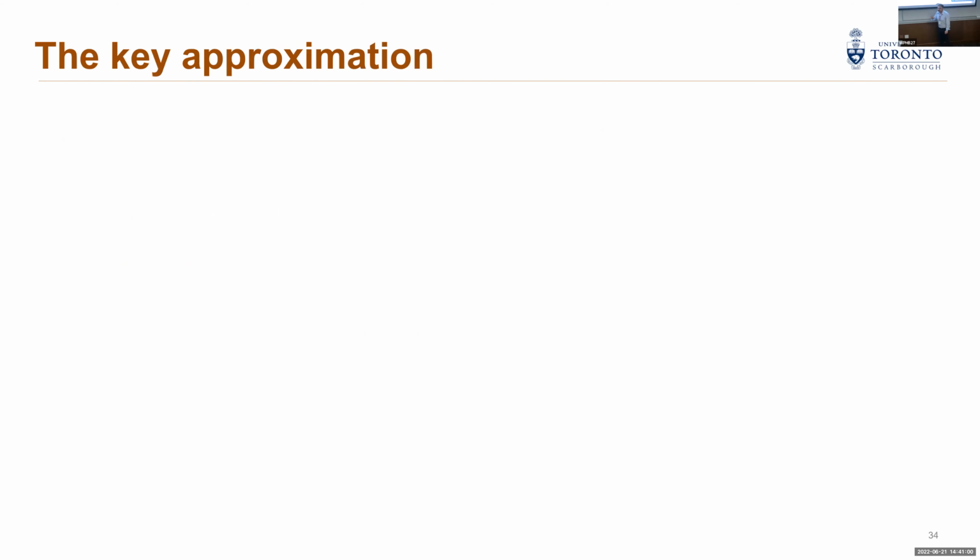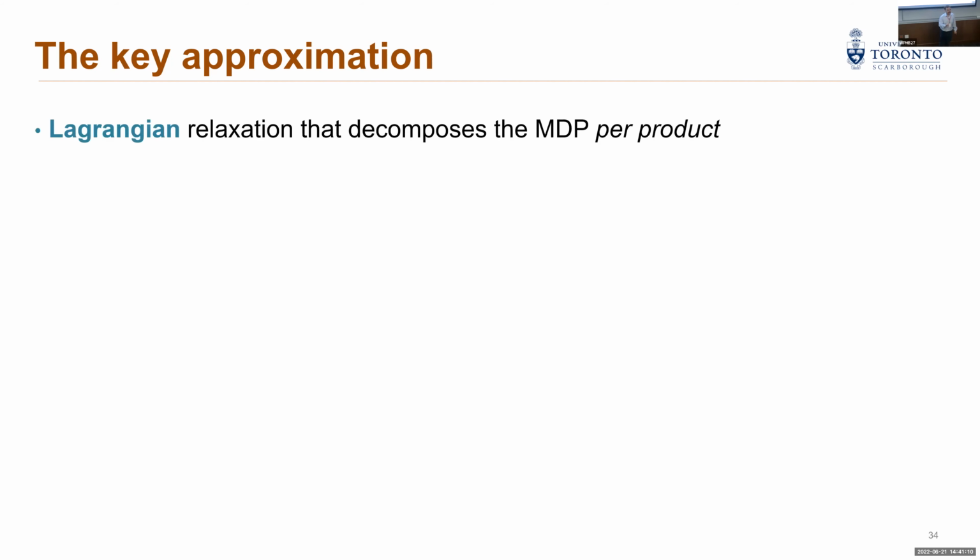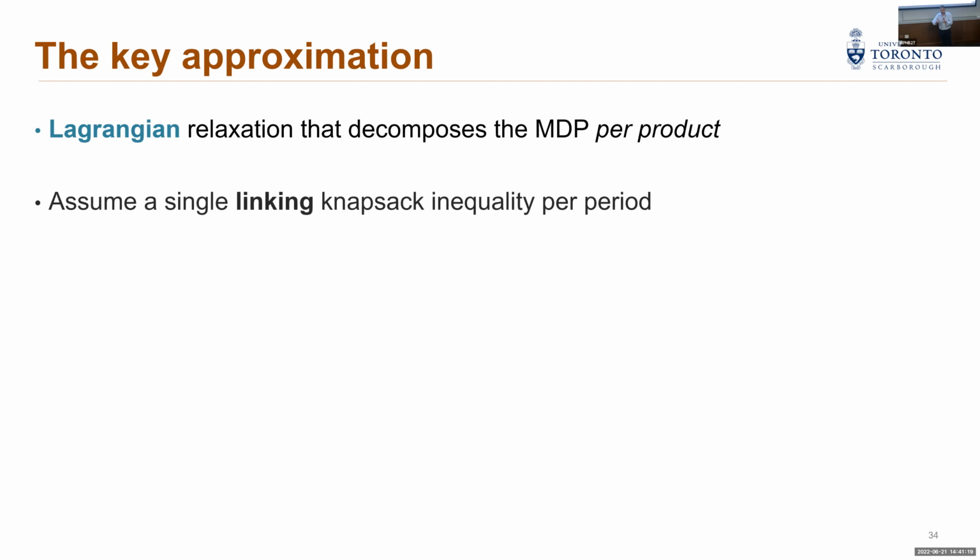So I'm going to give you a key summary of the main approximation that they have in this area. The key approximation that they use, because we cannot solve them exactly, is essentially a type of Lagrangian relaxation that is going to decompose the Markov decision process per product. So for example, let's say that in each one of the periods, the constraint that links them is a single knapsack. It's just this one here. More generally, we can write it as this one: A^T x ≤ b.